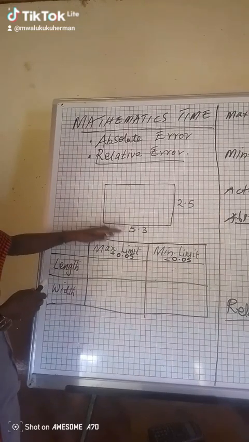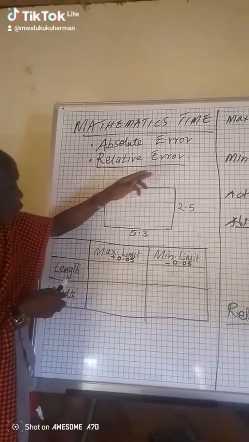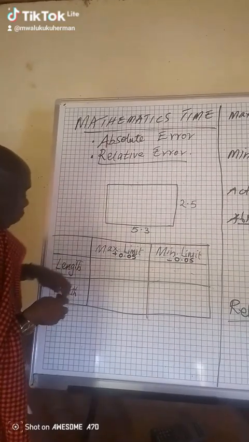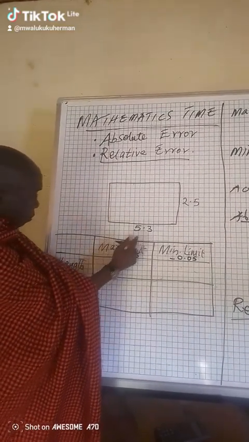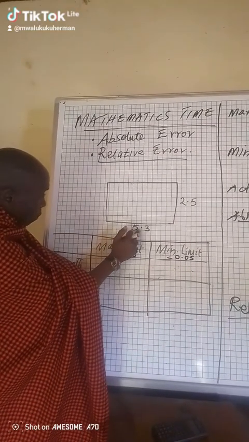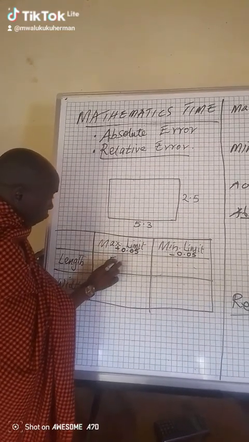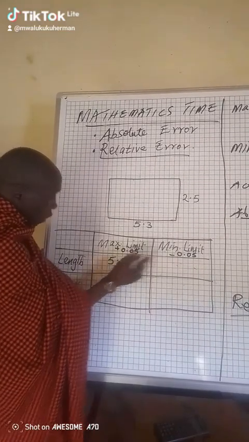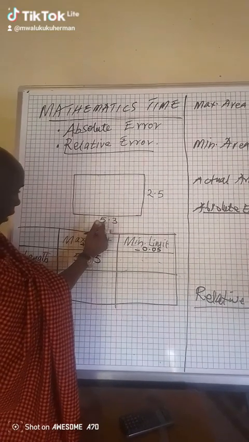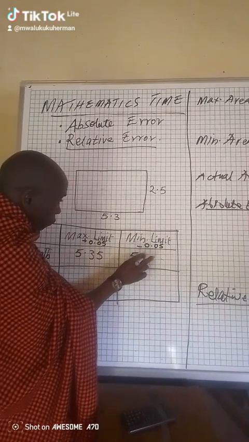So we need to get the maximum limit of length and width. We also need to get the minimum limit of length and width. So the maximum limit for length shall be 5.3, and we add 0.05, so it will give us 5.35. And here we shall subtract to get the minimum limit. We subtract 0.05, so we shall get 5.25.